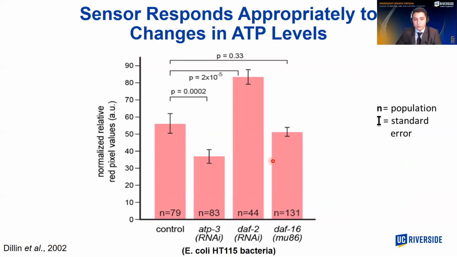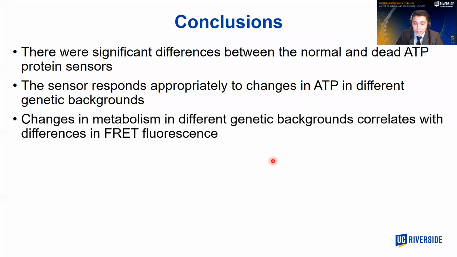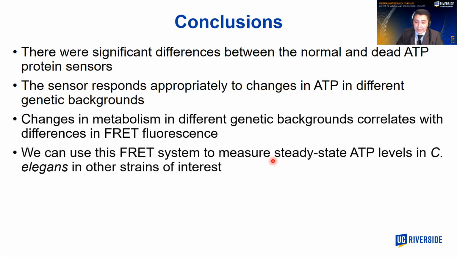So in conclusion, there were significant differences between the normal and dead ATP protein sensors. The sensor responds appropriately to changes in ATP in different genetic backgrounds. The changes in metabolism in different genetic backgrounds correlate with differences in FRET fluorescence signal. And we can now use this established FRET system to measure steady state ATP levels in C. elegans in other strains of interest in our lab.